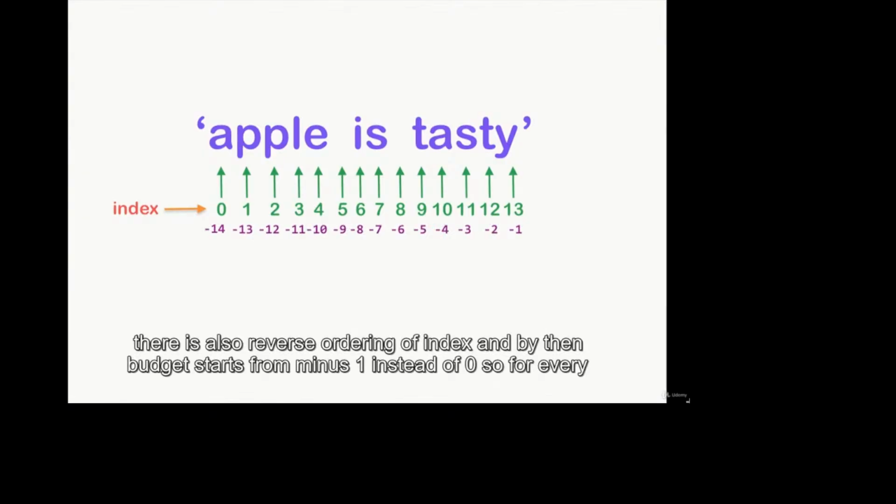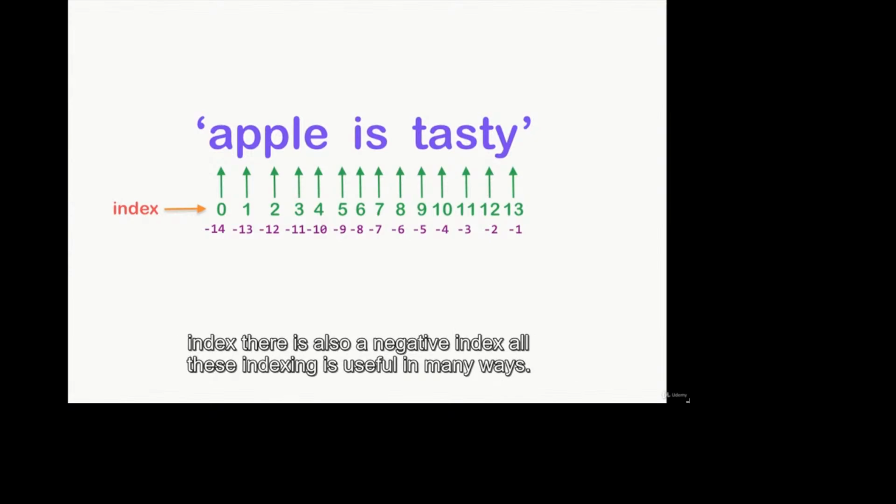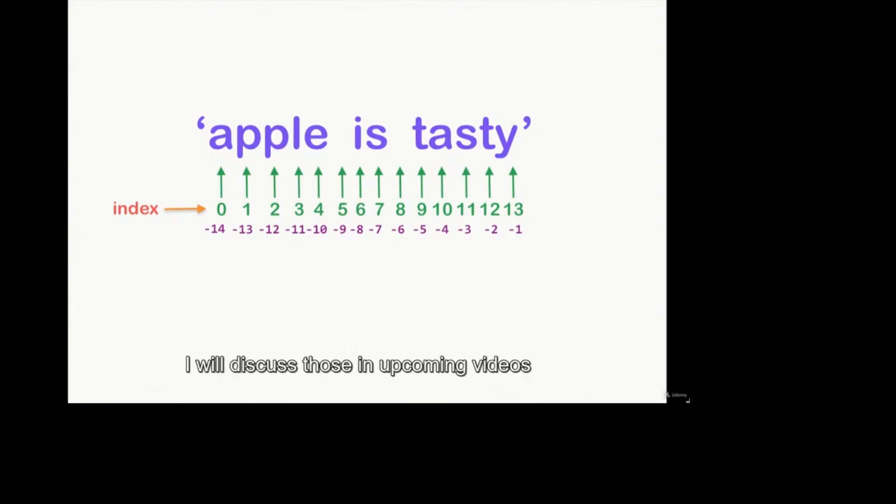There is also reverse ordering of index in Python, but it starts from -1 instead of 0. So for every index there is also a negative index. All this indexing is useful in many ways. I will discuss those in upcoming videos.